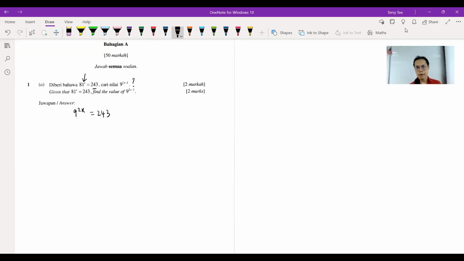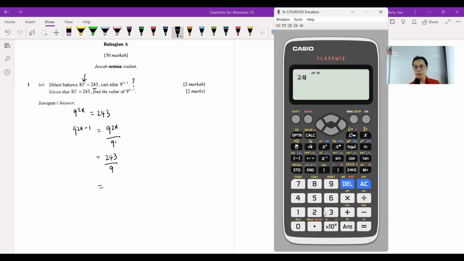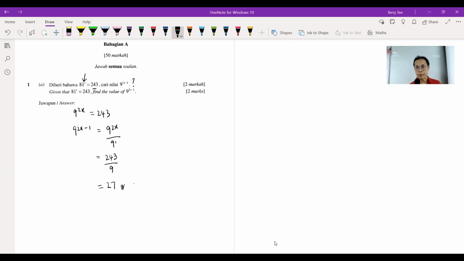So if you are finding 9 power 2x minus 1, basically this is 9 power 2x divided by 9 power 1, right? So this is Hukum Indeks. 9 power 2x we can see is 243. Just use the result from above. You divide by 9. If you can't use mental arithmetic, just use a calculator. 243 divided by 9 gives us 27. That's it. Fairly simple.